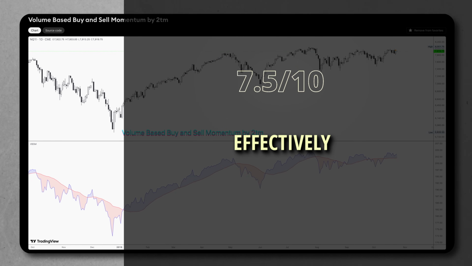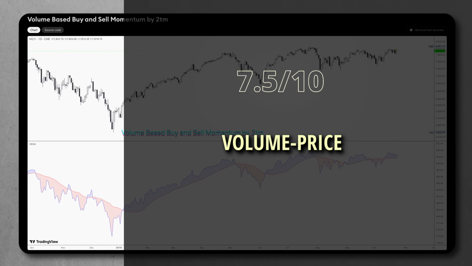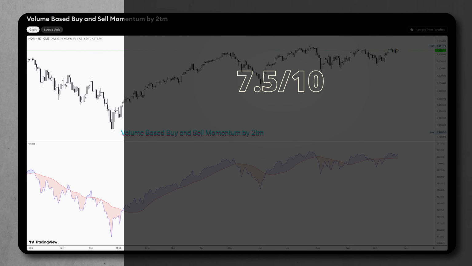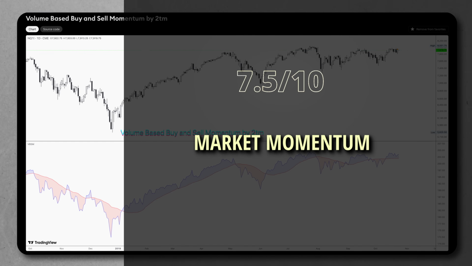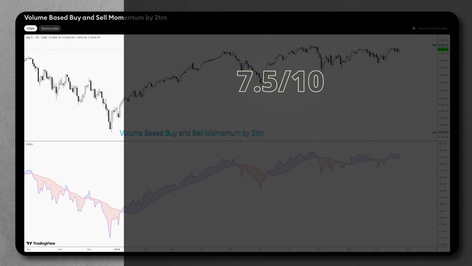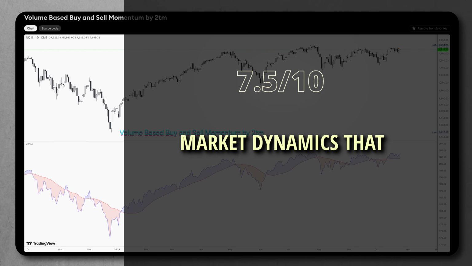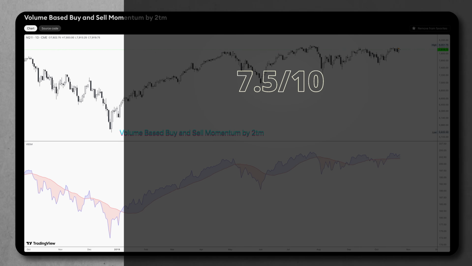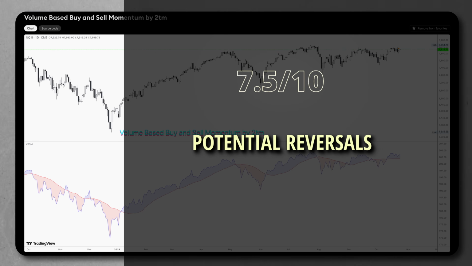This indicator effectively translates complex volume-price relationships into a straightforward visual representation of market momentum. Its strength lies in distinguishing between price movements occurring on increasing versus decreasing volume, which provides deeper insight into the quality of market moves beyond what standard oscillators offer. While relatively simple in design, it captures essential market dynamics that help traders identify sustainable trends versus potential reversals.